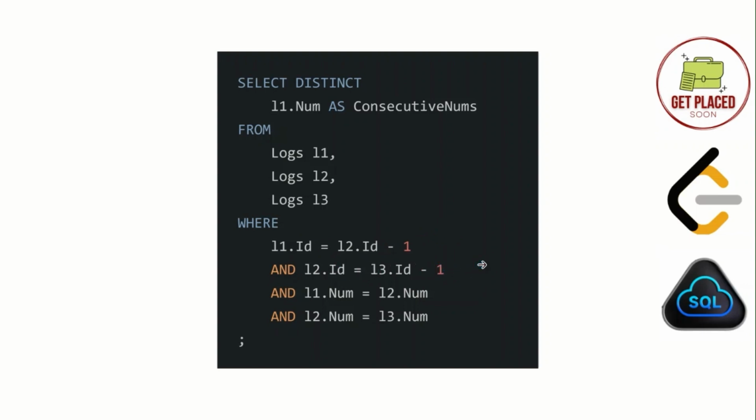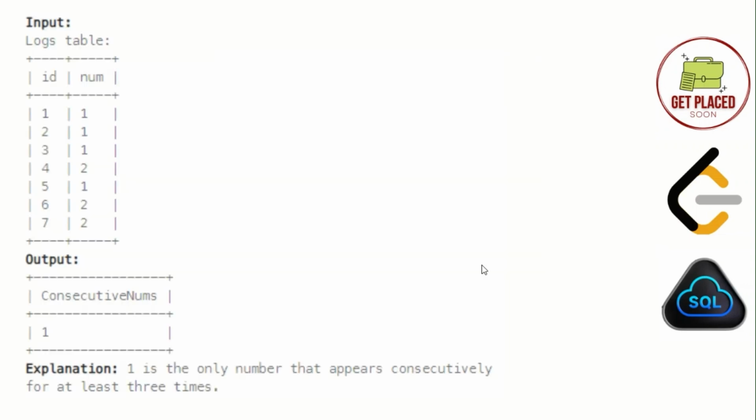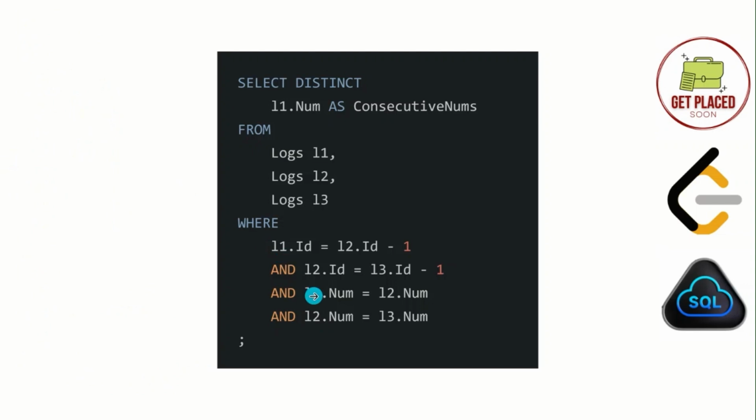Now we are checking if the same number is consecutive. Like here we have 1, 1, 1. 1 is consecutive. That's why we need to make sure that the value is the same. So L1.num is equal to L2.num. Again, L2.num is equal to L3.num, which obviously makes L3 equal to L1, right? So L1, L2 and L3 are the same number. If all these conditions are satisfied, we will print it under the column name ConsecutiveNums.